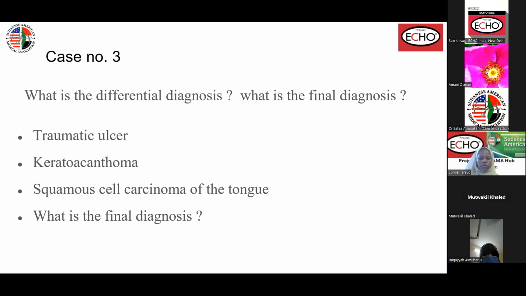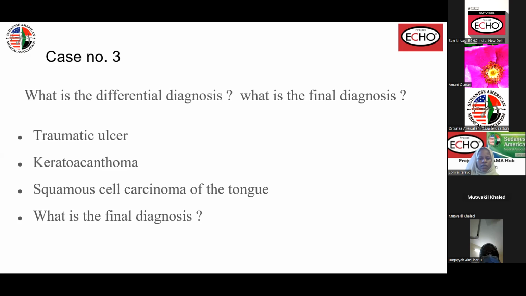Keratoacanthoma is a condition that is definitely very similar to oral squamous cell carcinoma. And as we discussed in the lecture, we have to be very careful not to misdiagnose keratoacanthoma as oral squamous cell carcinoma. The thing is, the location does not fit.